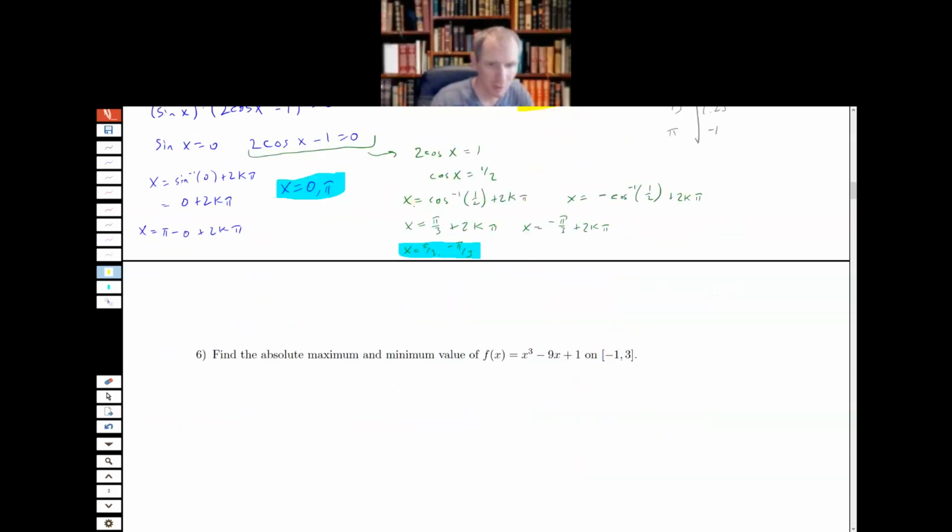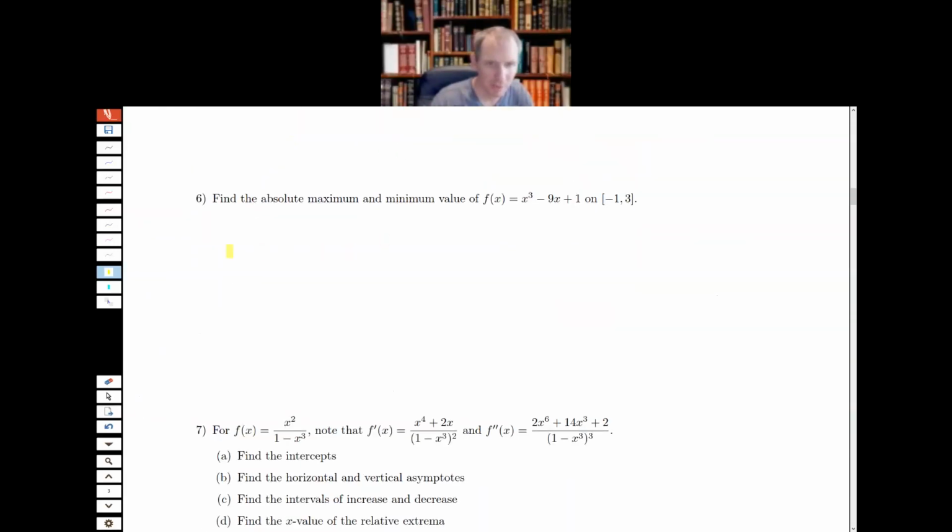Okay. Let's move on to problem 6. Find the absolute max and min of f of x is x cubed minus 9x plus 1. This one doesn't have trig stuff in it, so it's probably going to be a little bit easier than the last one. So I'm going to start by finding the critical points. F prime of x is 3x squared minus 9. So let's figure out where f prime is equal to 0.